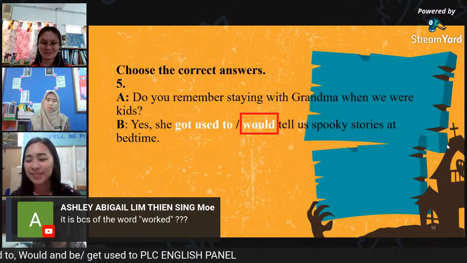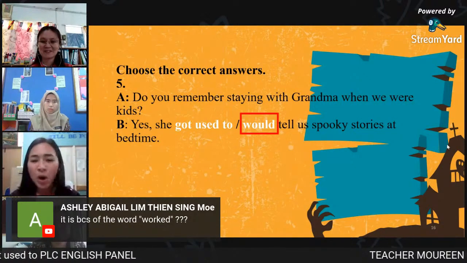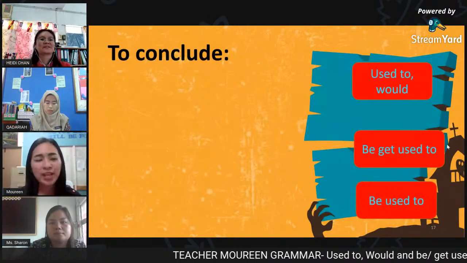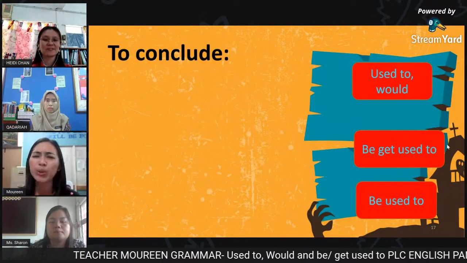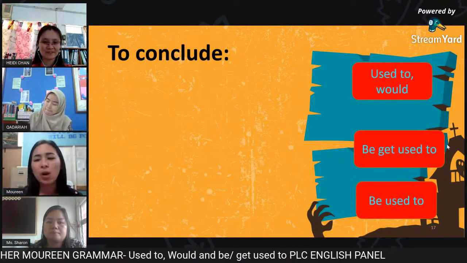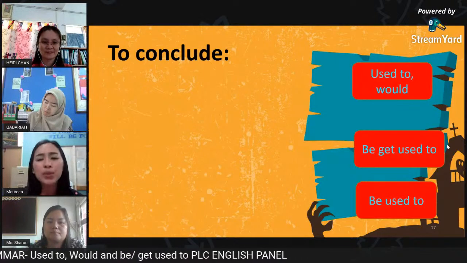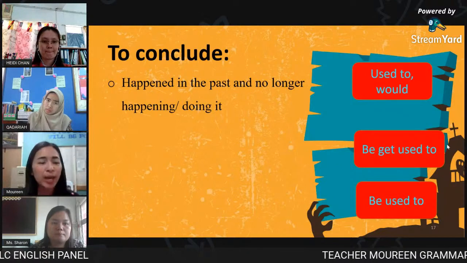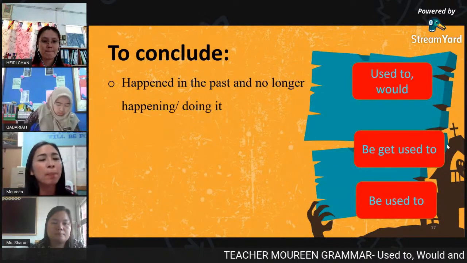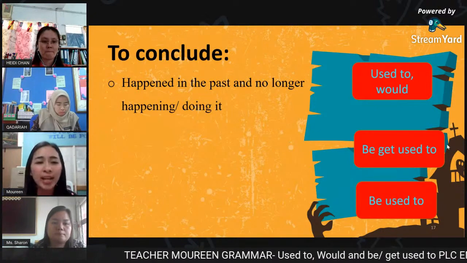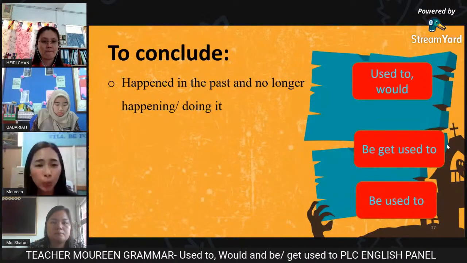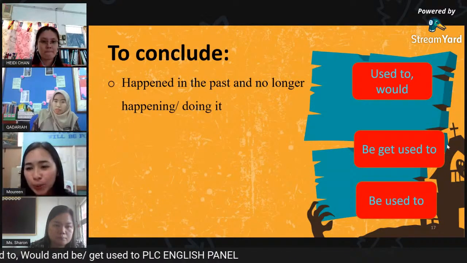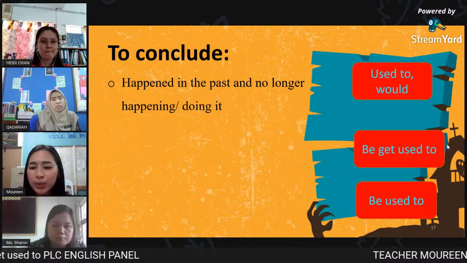All right, class. So before we end our lesson, let's conclude our lesson, shall we? To conclude, when do you use used to, would, or be get used to, be used to? Whatever we have learned today, in order to talk about something that happened in the past and no longer happening or no longer doing it, we will be using which one? Used to, would, get used to, or be used to.